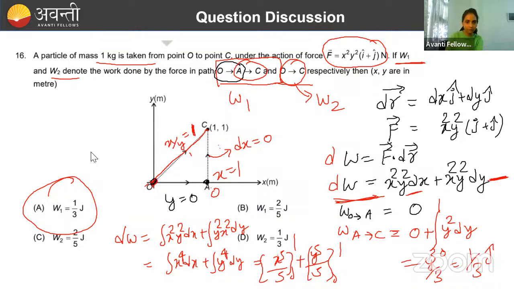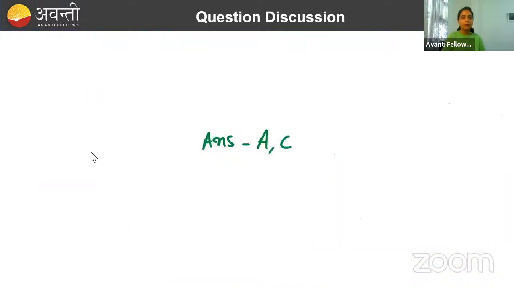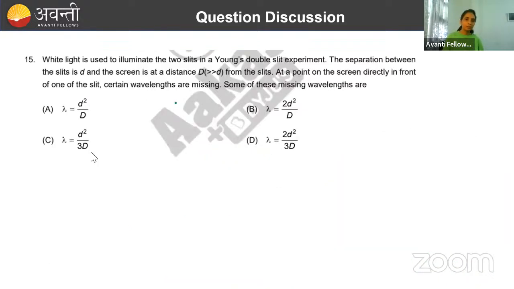So here W1 is 1 by 3 and W2 is how much? 2 by 5. So the correct answer will be A and C. Okay, so this was your answer.